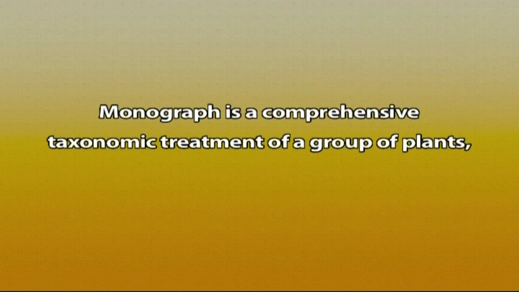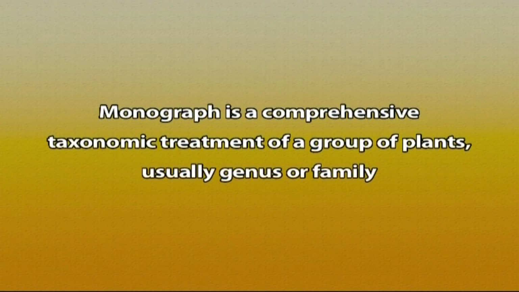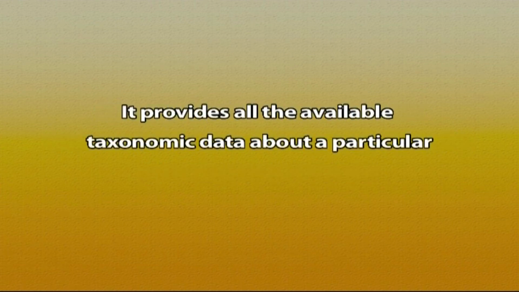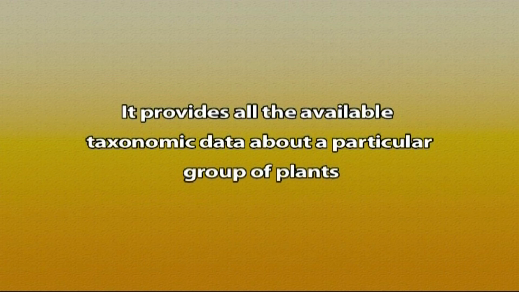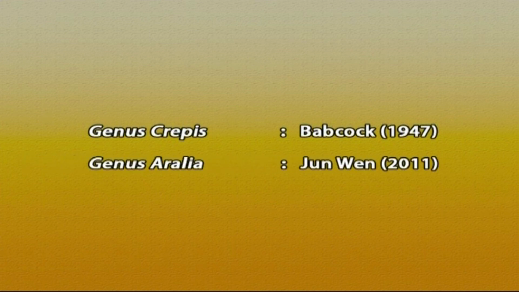Then we have monographs and revisions. A monograph is a comprehensive taxonomic treatment of a group of plants, usually a genus or a family. It provides all the available taxonomic data about a particular group of plants. Some classical examples of monographs are the genus Crepis by Babcock in the year 1947, or very recently the genus Aralia by Jun Wen in the year 2011.